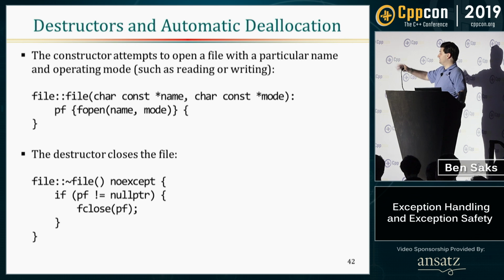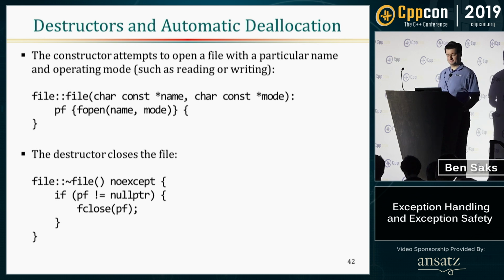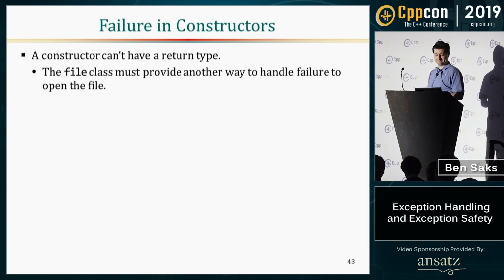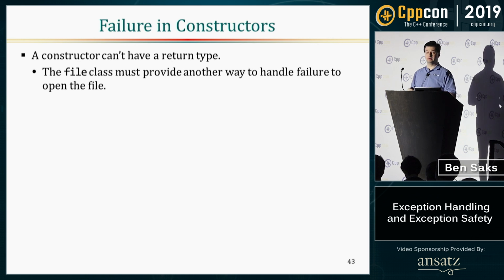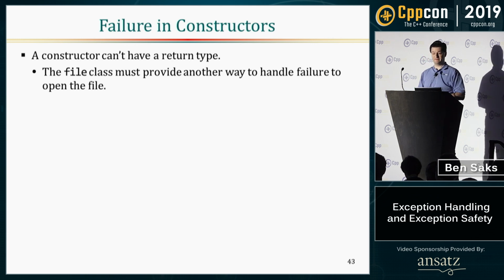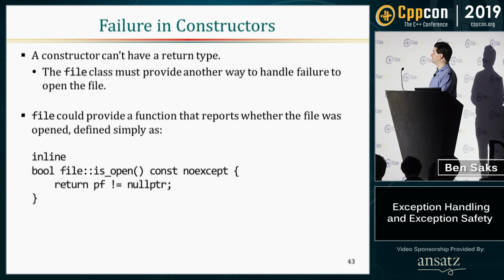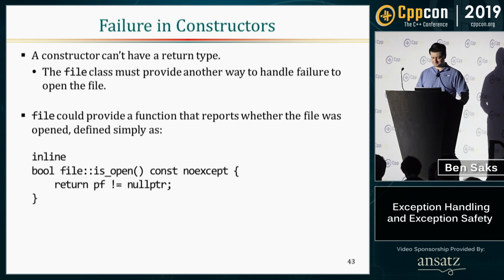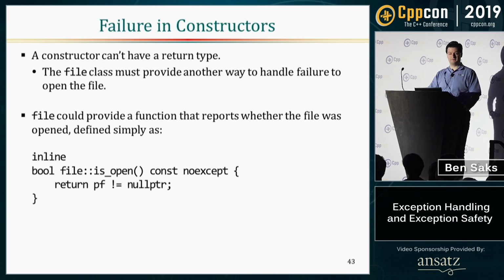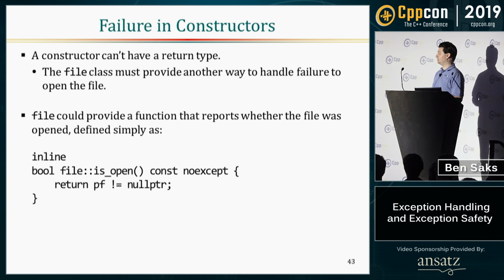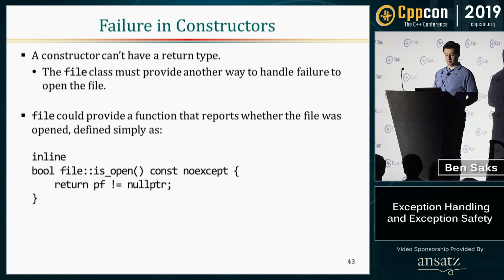And if we have an open file, it closes it. Now, constructors don't have return types. So what happens if we're not able to open the file in the first place? Because fopen can fail. It returns a null pointer if it does. So we could provide that isOpen function that I showed you earlier, and that just checks to see whether the file was actually opened successfully. And then when we construct our file object, we can write code that checks to see if it succeeded, and then behave appropriately.